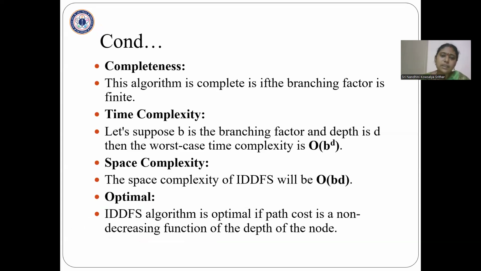Completeness: this algorithm is complete if the branching factor is finite. Then time complexity is order of b power d, space complexity is order of b into d. Optimality: yes, this algorithm is optimal if the path cost is a non-decreasing function of the depth of the node.